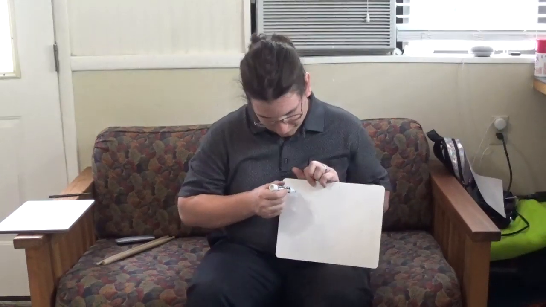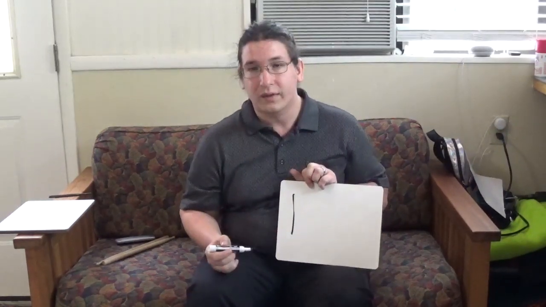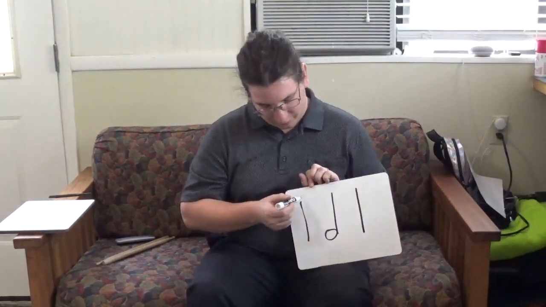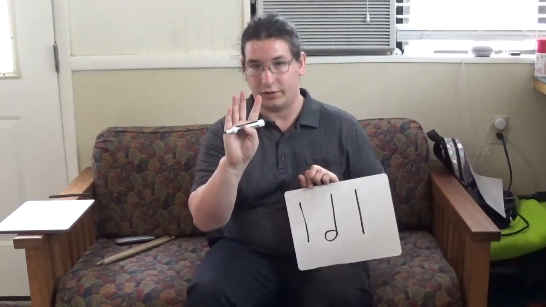So for example, since a quarter note is 1 sound, 1 beat, we could have 1 quarter note in stick notation. A half note is 1 sound with 2 beats. So we could put a half note. And then another quarter just for fun, which is 1 beat. So we have 1 beat, 2 beats, 1 beat for a total of 4.